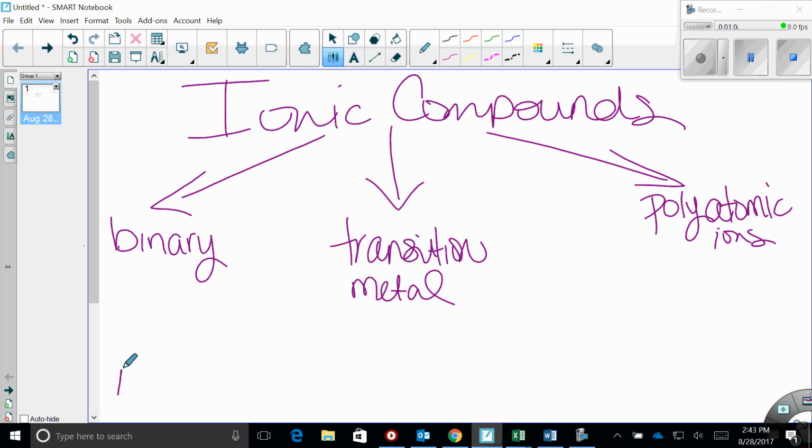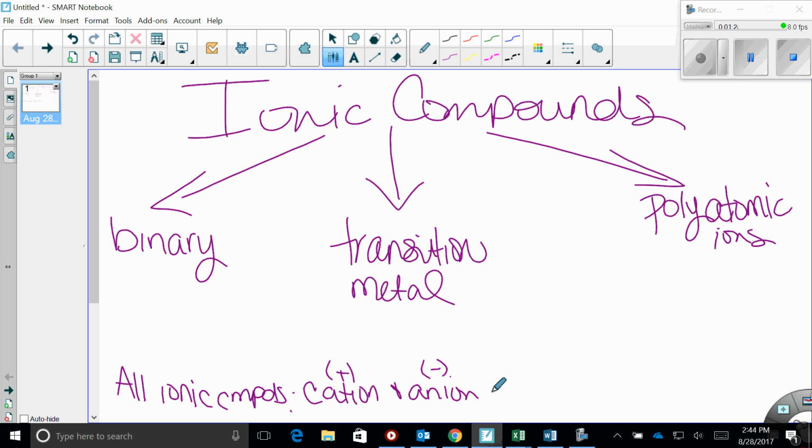All ionic compounds have a cation and an anion. The cation is positive, the anion is negative. The cation is listed first. Now what's that for?